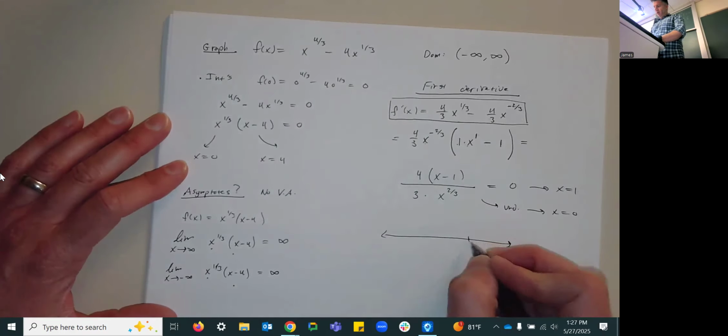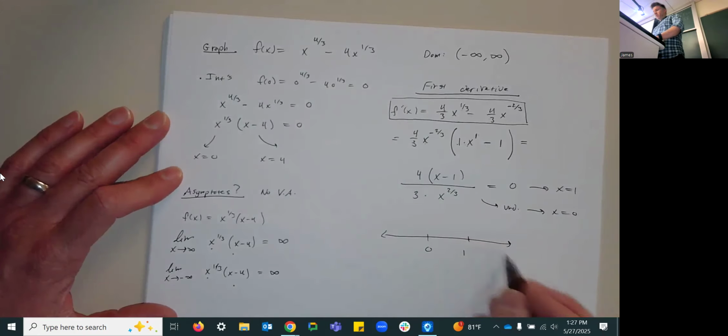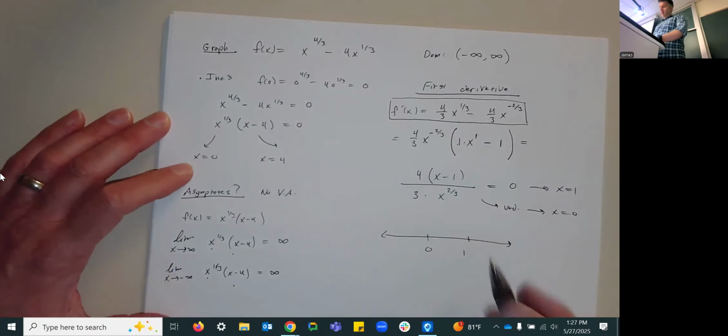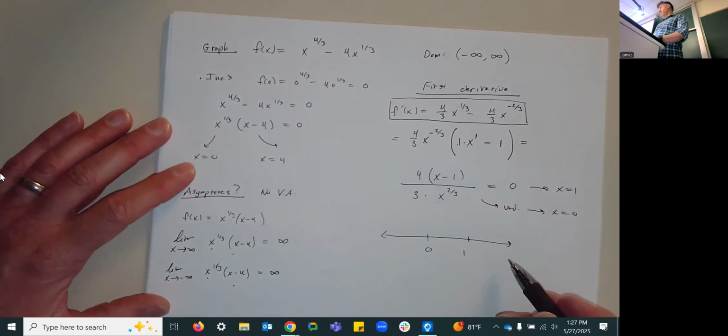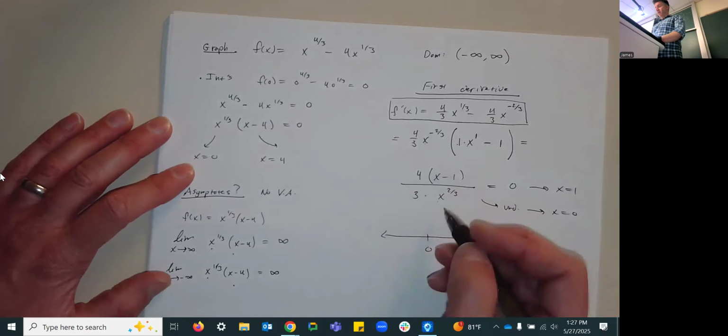So we got 1 and 0. Pick a number larger than 1, like 8. 8 minus 1 is positive. 8 to the 2/3 is also positive. It's 4. And so we have a positive over a positive, so it's positive.